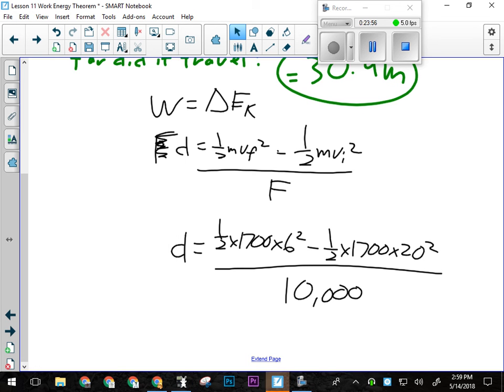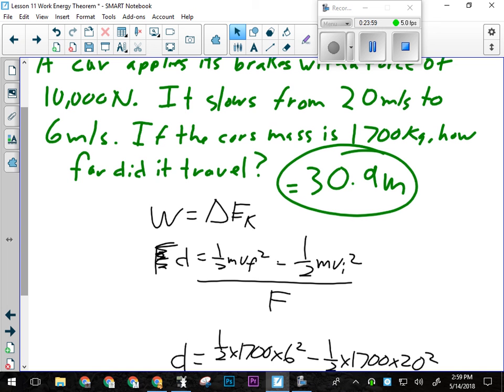Are we starting to see that these are pretty patterned? They're all pretty much the same. Once you learn the pattern, the only thing that's tricky is identifying whether it's kinetic or potential energy that's changing. Once you can figure that out, they're all pretty much the same.